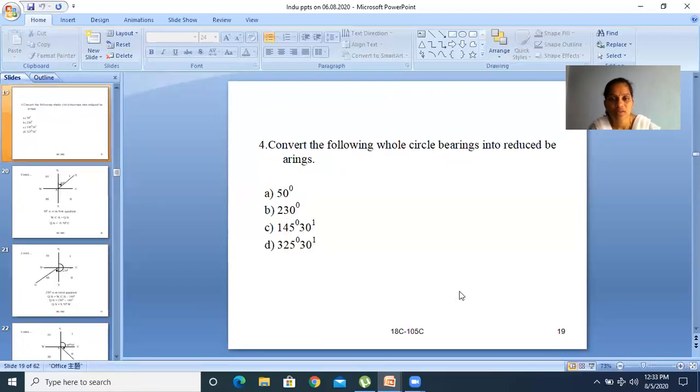Next sum, fourth sum. Convert the following whole circle bearing into reduced bearing. So you can do it on your own. Can I leave this sum to you as an assignment? Okay, you can do.